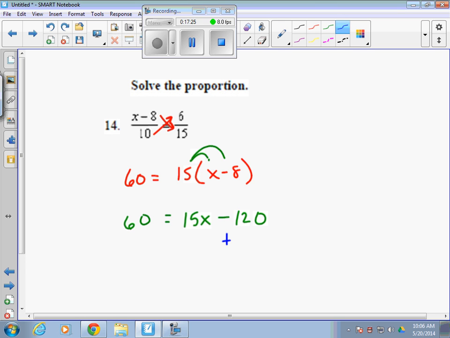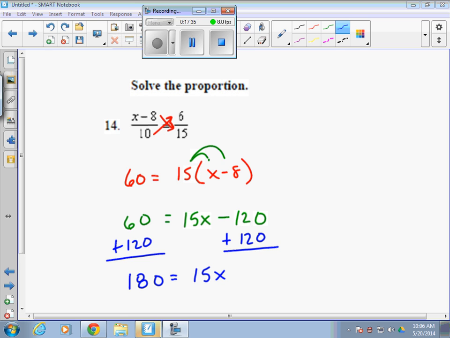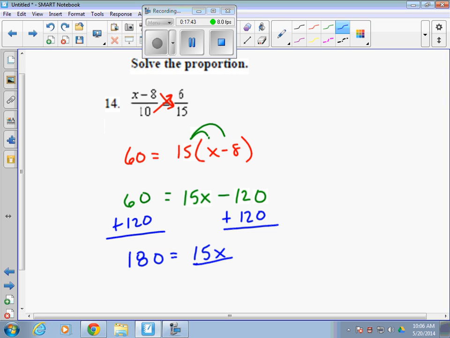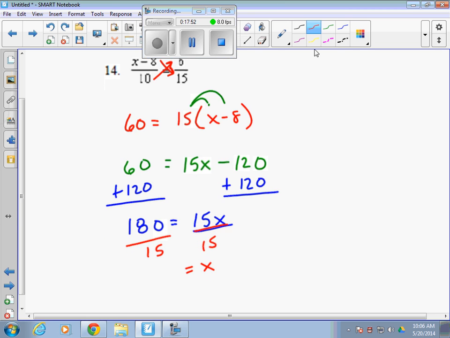Undo minus 120, undo your order of operations by subtracting it here as well. 60 and 120 is 180. So you have 180 equals 15x. Undo 15 times something by dividing by 15. And x goes into it 12 times.